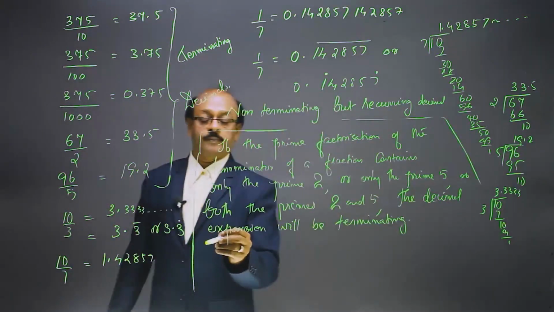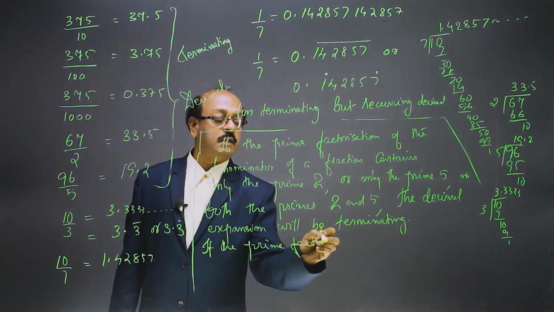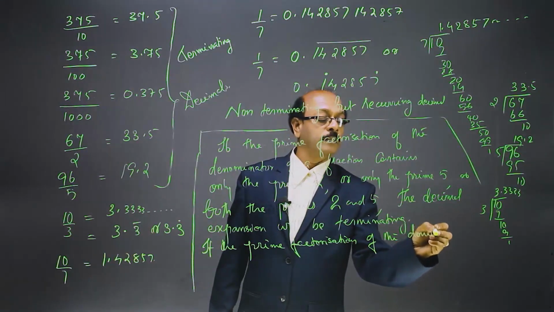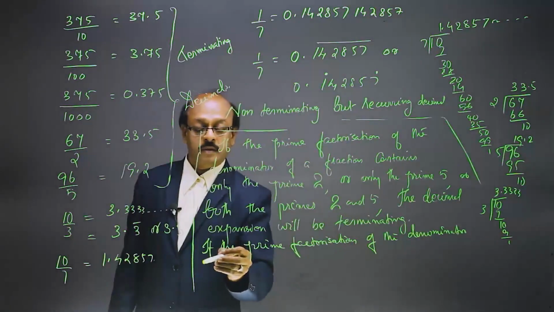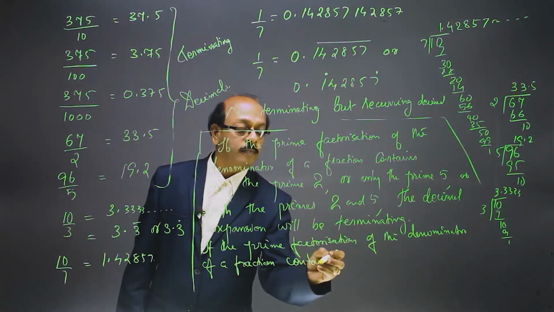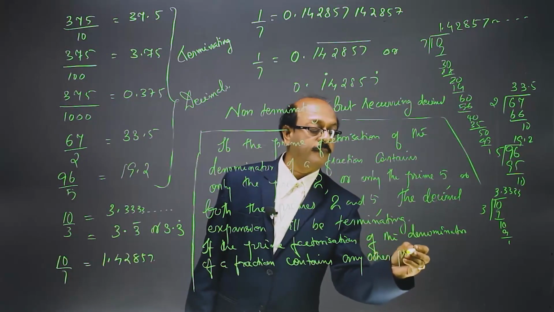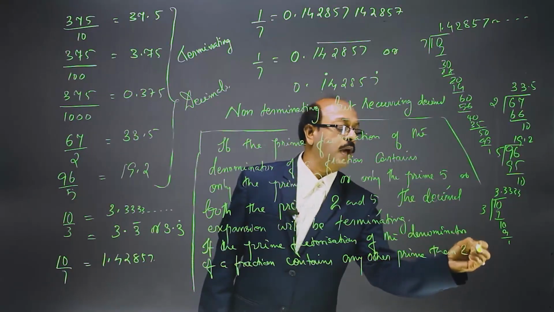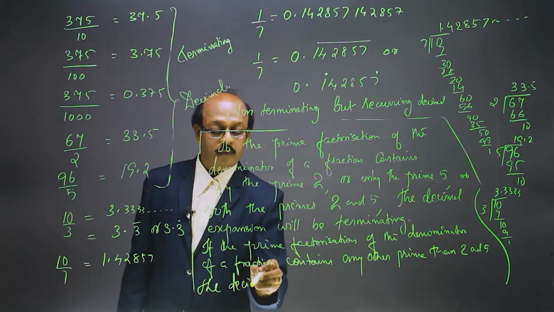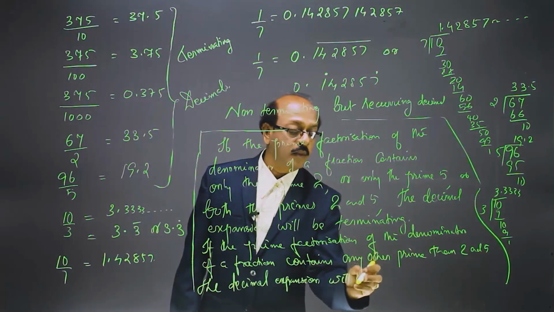If the prime factorization of the denominator of a fraction contains any other prime than 2 and 5, the decimal expansion will be non-terminating.